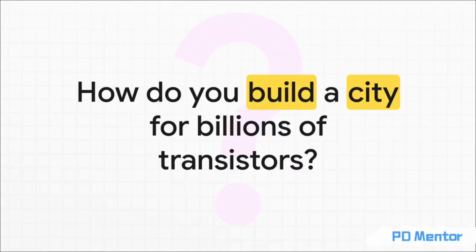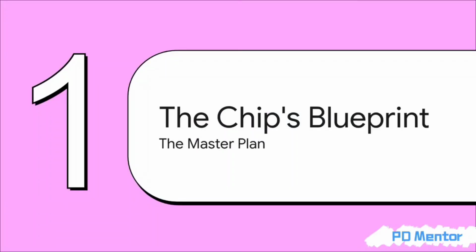So let's just think about that for a second. The scale is, well, it's pretty much unimaginable, right? How in the world do you build a city for billions of transistors? How do you make sure every single one gets the power it needs, can talk to its neighbors efficiently, and doesn't get stuck in a massive traffic jam of data? That right there is the core challenge that floor planning is designed to solve. And the answer, well, it all begins right here, with the chip's master blueprint.